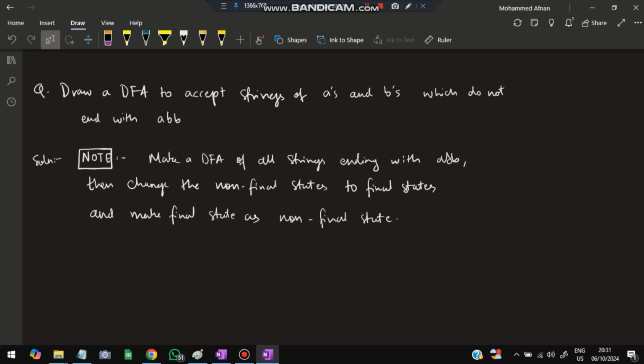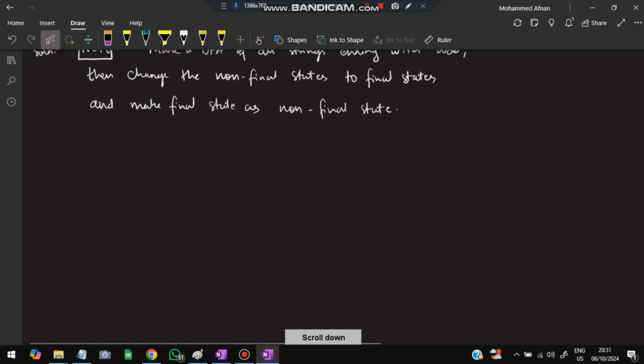So here the first step is make a DFA of all strings ending with ABB. First make all the strings which are ending with this one, then just change the non-final states to final states and make the final state a non-final state. Let's have a look. Ending with ABB, first you have to make that. Okay, that's our step one.